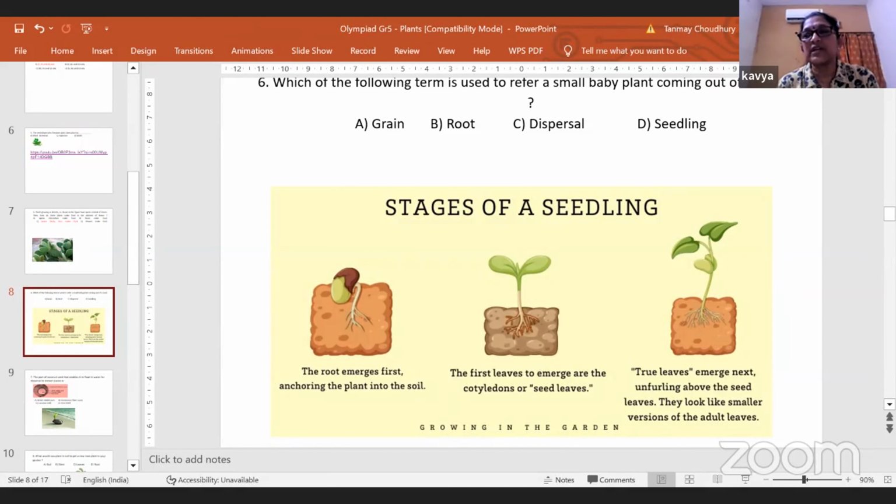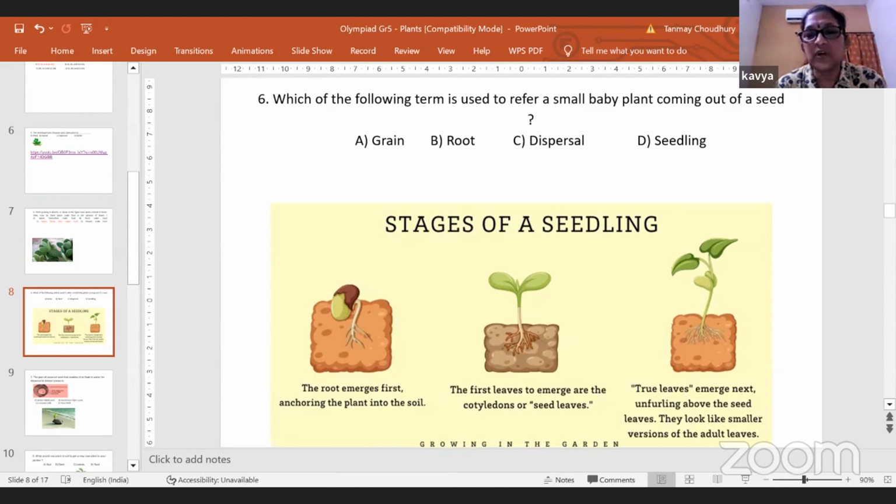This question deals with germination. We did dispersal, we did types of seeds. Now we'll do germination of seed. Which of the following terms is used to refer to a small baby plant coming out of a seed? Now here, this is a seed. When it is given proper conditions, the seed forms a new plant. This is known as germination. The process by which a seed grows into a new plant is known as germination.